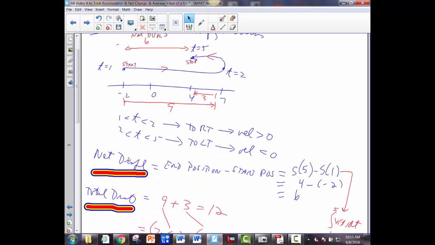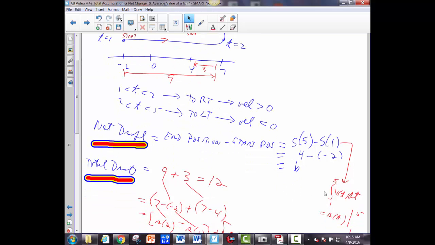So here it is. The net displacement is just the end position minus the start position, which is where he was at 5 seconds, position 4, minus where he was when he started, at 1 second, position -2. So his net displacement is 6, which of course is the integral from 1 second to 5 seconds of the velocity dt, and when you integrate the velocity you get the position, and when you plug in the 1 and the 5 you get s of 5 minus s of 1.